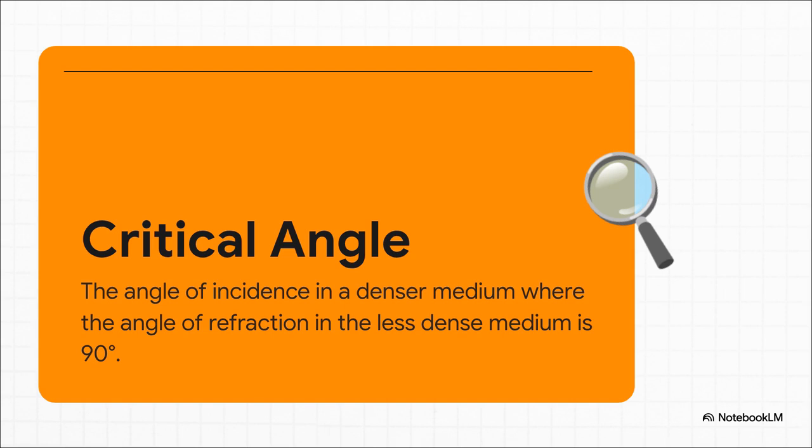So what is this critical angle? Think of it like a tipping point. It is the one exact specific angle where the light bends so much that it just skims right along the surface at a perfect 90 degrees. Go one tiny fraction of a degree steeper than that angle, and bam, total internal reflection. All the light gets bounced right back inside.